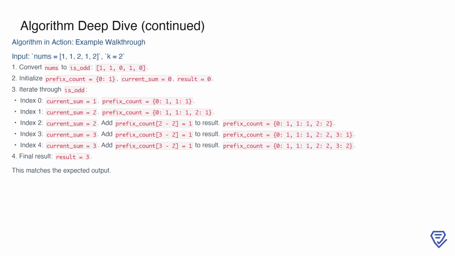At index 4, current_sum remains 3, and prefix_count[3 - 2] equals 1, so we add 1 more to the result. The final hash map is {0: 1, 1: 1, 2: 2, 3: 2}. The total result is 3, which matches the expected output. This step-by-step process demonstrates the efficiency and accuracy of the optimized algorithm.